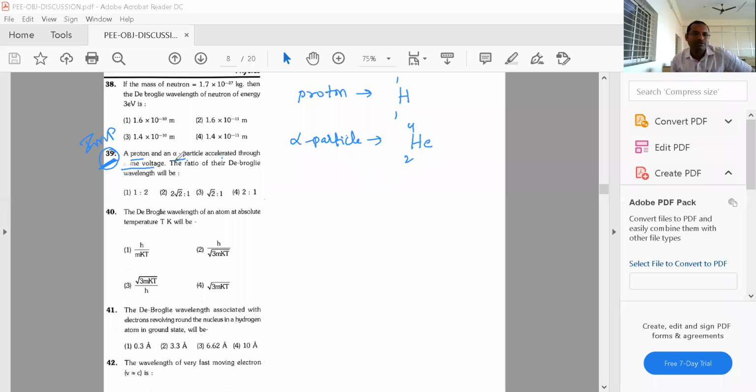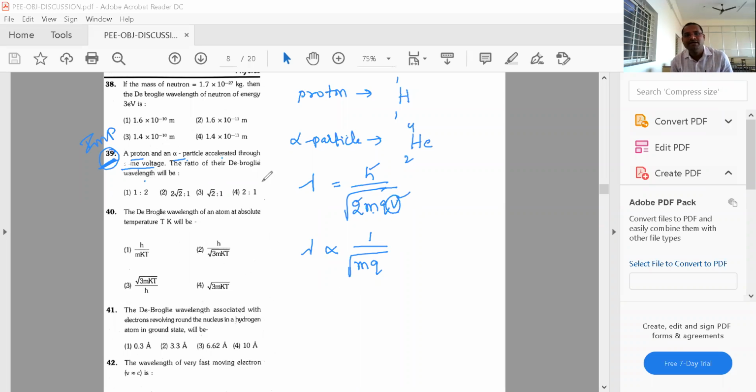Now both are accelerated through the same potential difference. What is the ratio of the de Broglie wavelength? We know the de Broglie wavelength lambda is equal to h by root 2mqV, charge into potential difference, mass of the charged particle. Because the voltage is the same and the h value is fixed, 2 is constant, lambda is proportional to 1 upon root of mass of charged particle into charge.